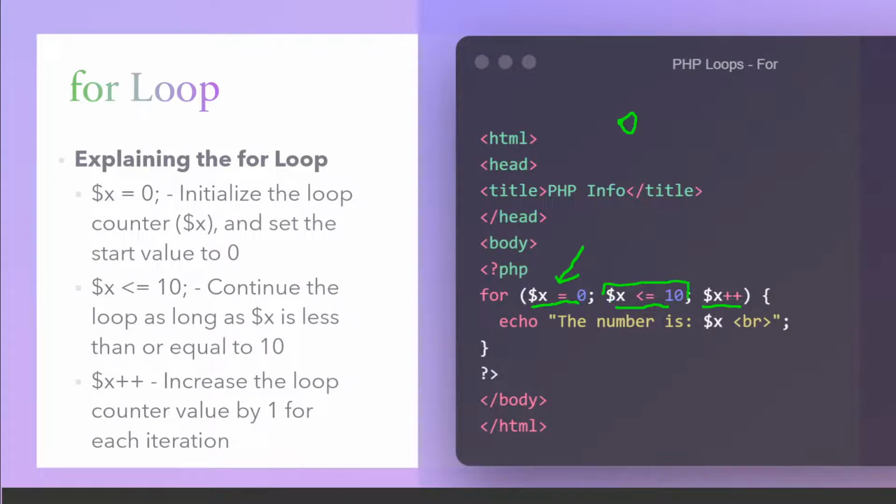And in my second part, I have my condition: x is less than or equal to 10. So what I'm saying is basically, as long as x is less than or equal to 10, do what is inside of this code block. And then we increment x, our variable x plus plus, which means we add 1 to x each time. So the first time x is 0, the second time x is 1, the third time x is 2, and so on and so forth.